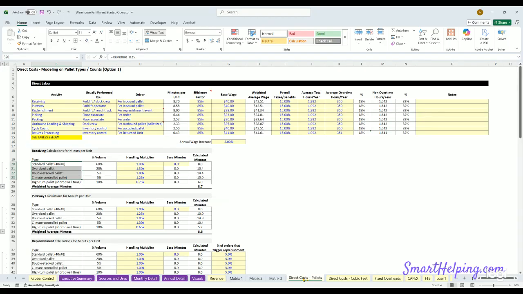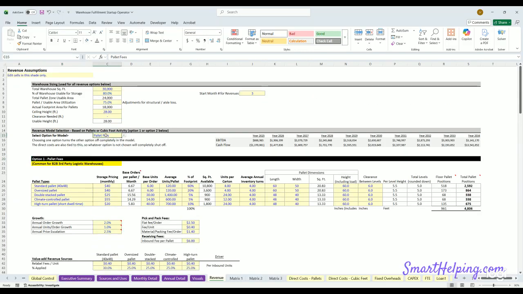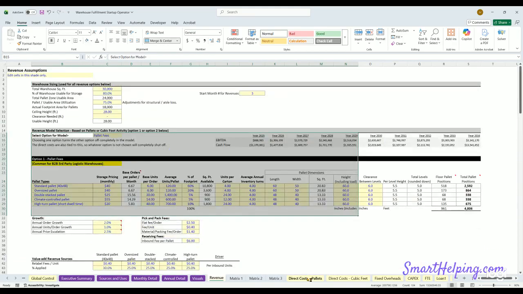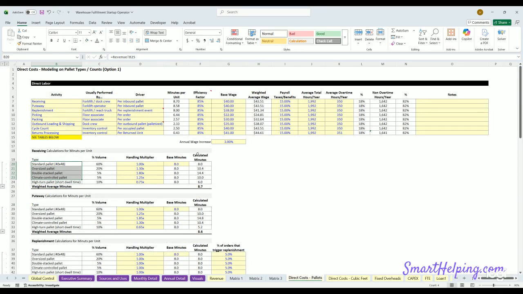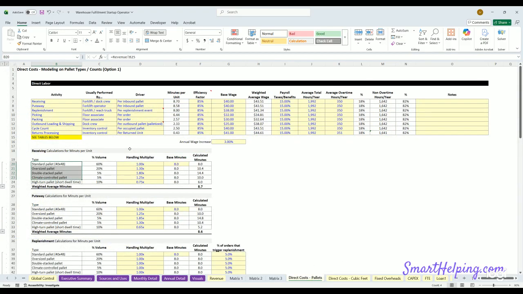So again, these are mutually exclusive. If you select pallet fees as your main driver, then it's only going to use this pallet section for revenue. It's not going to do anything with the cubic foot section, and it's only going to use this direct cost section. It's not going to use the cubic foot direct cost section, which is completely different. So you can toggle between them easily, but they're mutually exclusive. For direct costs for pallets, we have 8 items here. Receiving, put away, we're basically trying to define the activities that derive direct labor. We have 8 different activities.